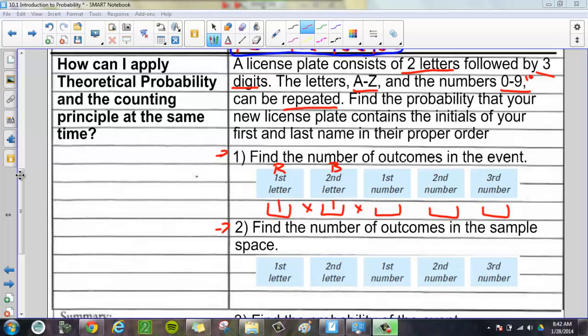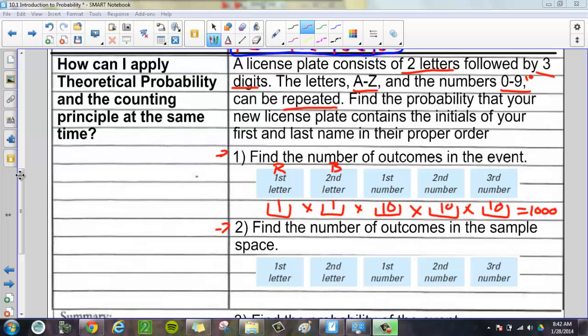Now here's where it gets a little different. The first number could be 0 through 9. How many different options do I have for that? Well, I have 10 options. And the second number, since I can repeat, I also have 10 options for. And the third number I have 10 options for. So to find the number of outcomes in the event, it's really 1 times 1 times 10 times 10 times 10. And if we do that in our heads, we get exactly 1,000.